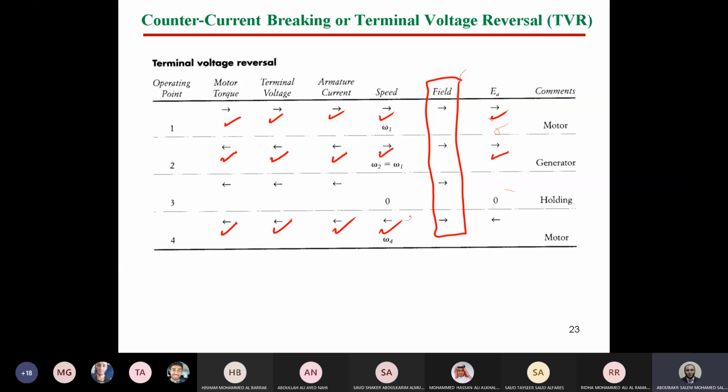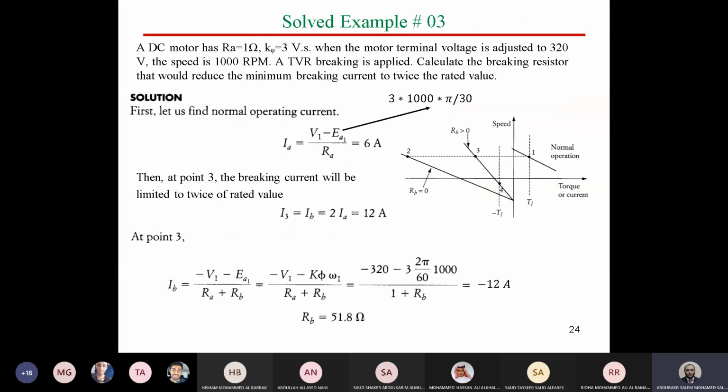So if you compare all of these quantities now, electrical and mechanical, you will find everything is reversed. For that, we call it reverse motor. Only the field will be in the same direction. And because the speed is reversed and the field is in the same direction, the EMF will also be reversed. So this is a summary for the counter current braking technique. Right. Now let's solve some problems regarding the reverse motoring.